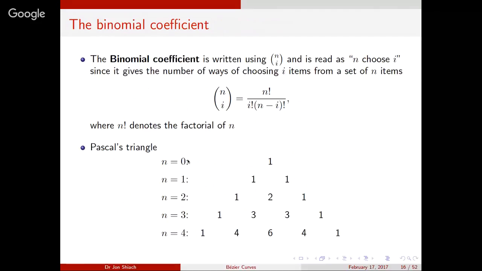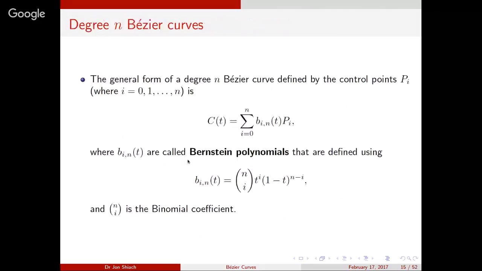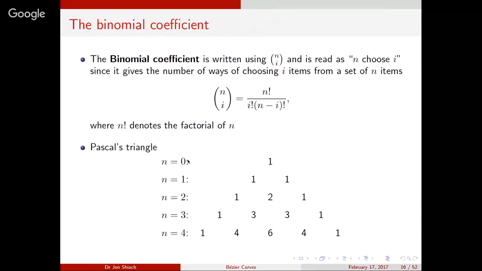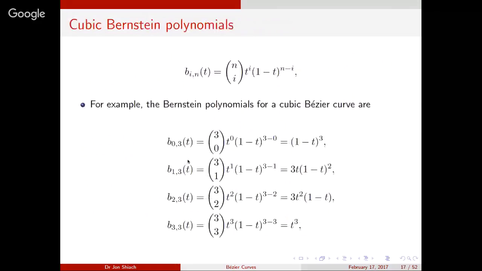if I had a cubic, so n would be 3, and I'd be summing from 0 to n. So if n is equal to 3, I would have 0, 1, 2, and 3. So I've got 4 Bernstein polynomials to calculate. And my 4 binomial coefficients would be just reading across that horizontal line in Pascal's triangle. I take it you all know Pascal's triangle. The number is the sum of the two numbers above it.